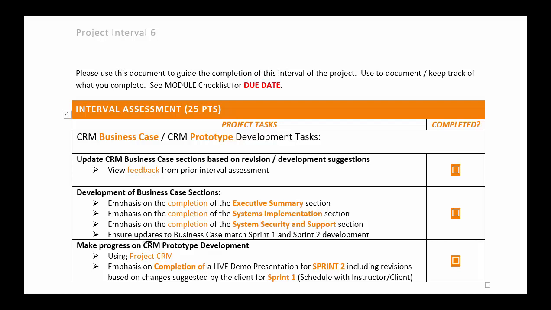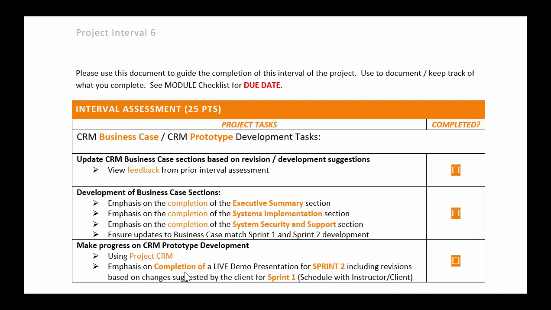You'll also want to ensure updates to the business case match Sprint 1 and Sprint 2 development. So whatever you developed in the Salesforce system, ensure that the requirements are up to date for your Sprint 1 and Sprint 2. You'll also be developing in your Salesforce system the requirements that you developed for Sprint 2.